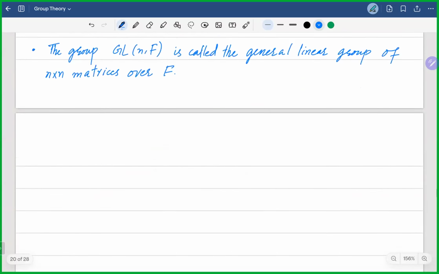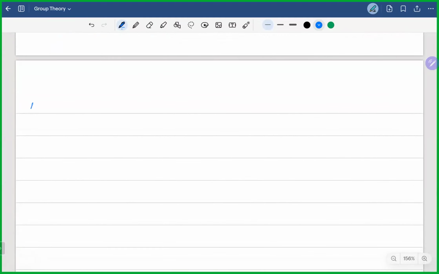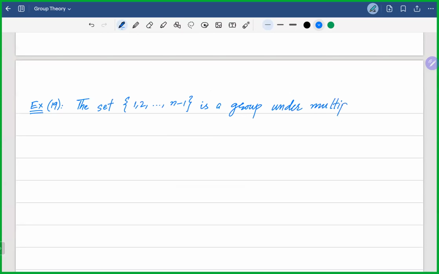Now the last example would be the set 1 up to n minus 1 is a group under multiplication modulo n if and only if n is prime. Perfect.